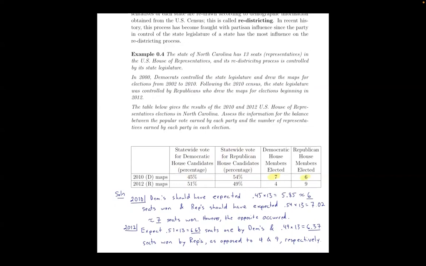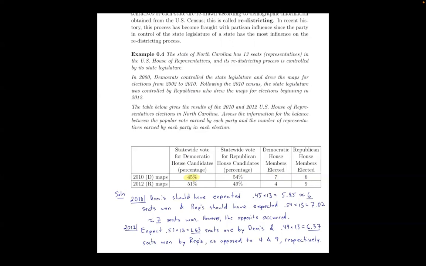However, when we look at this at just first glance, we realize this: statewide, only 45% of the population voted for Democrats, whereas 54% of the population voted for Republicans. So the majority of people voted for Republicans. However, 7 Democrat House members were elected and only 6 Republican. So this already doesn't add up. Democrats got more than half of the seats for Congress. However, they got less than half of the vote statewide for their party.